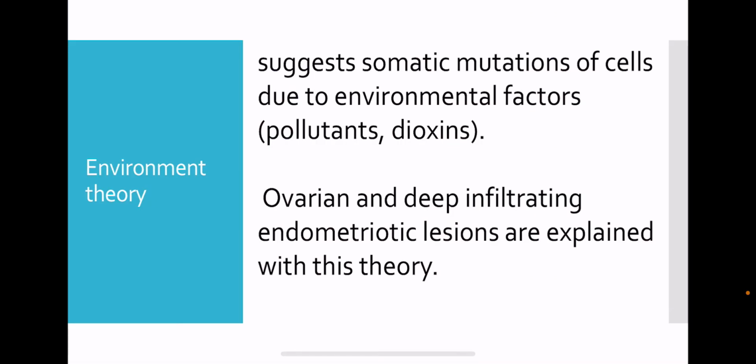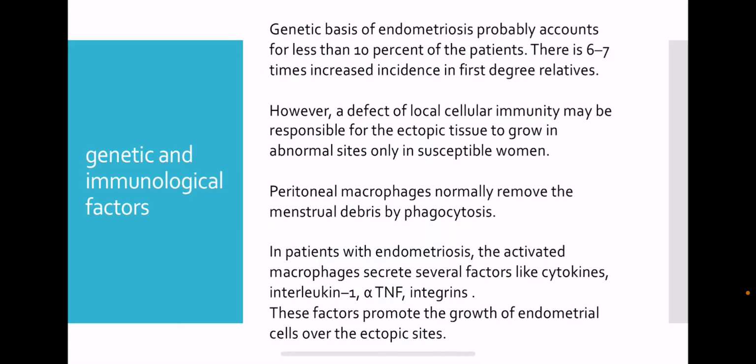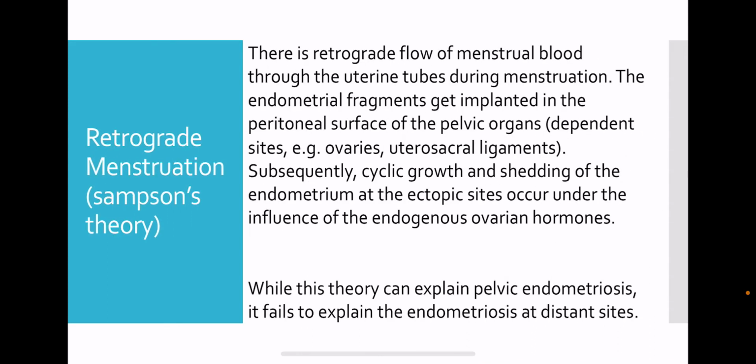With this, we come to an end of all the theories. Hope it is clear. Let us summarize it once. We started with retrograde menstruation, also known as Sampson's theory. What happens here? There is a retrograde flow of the menstrual blood. It reaches the fallopian tubes and then the ovaries. Then there is a cyclic growth of this ectopic endometrium and shedding occurs.